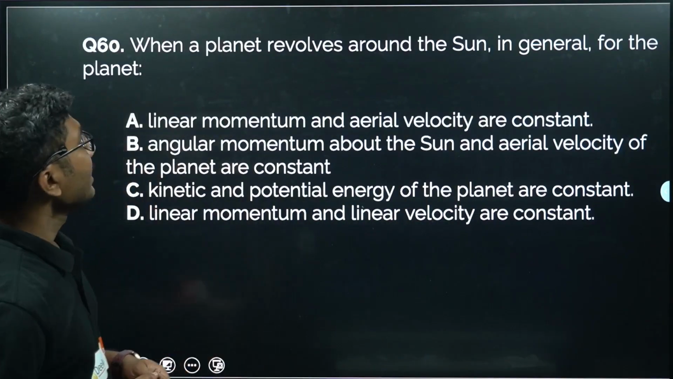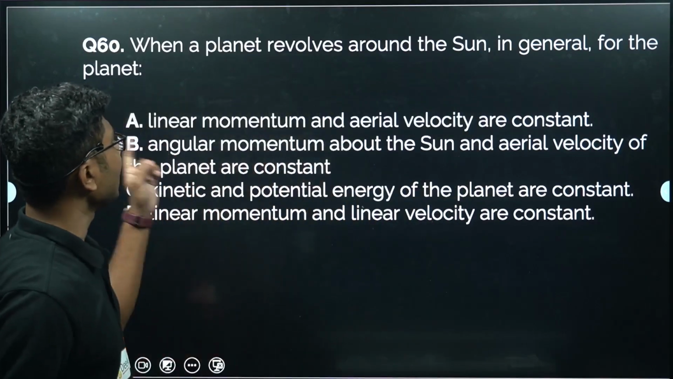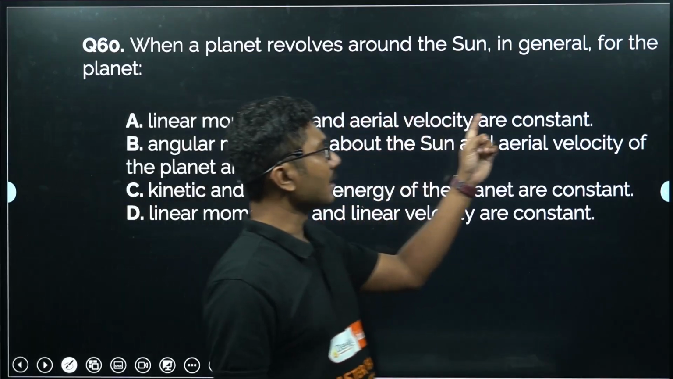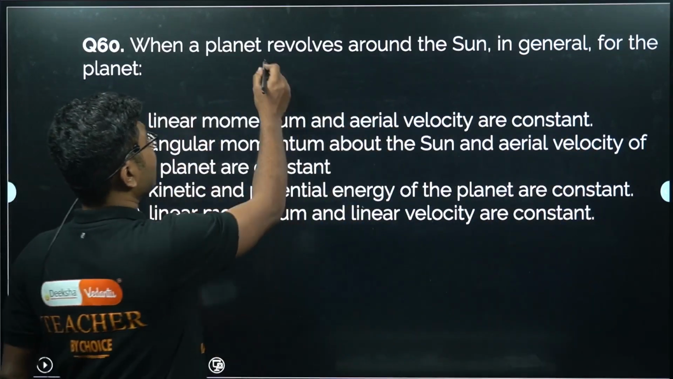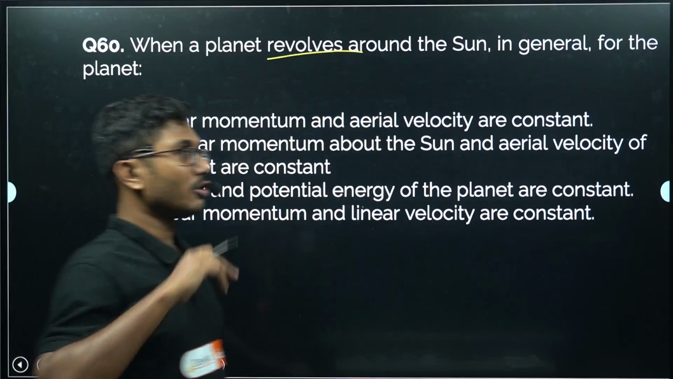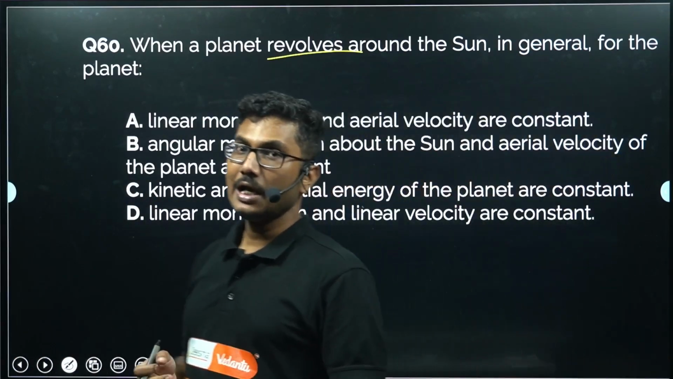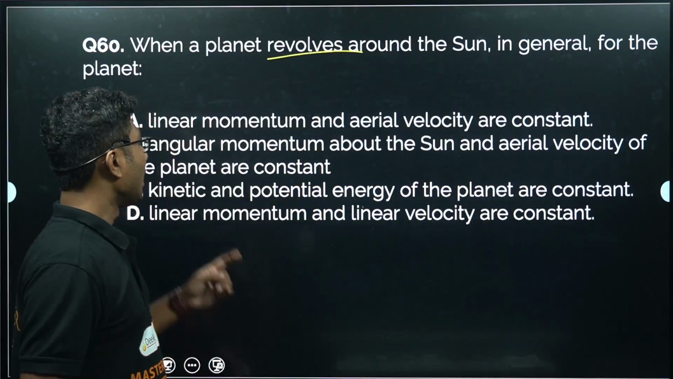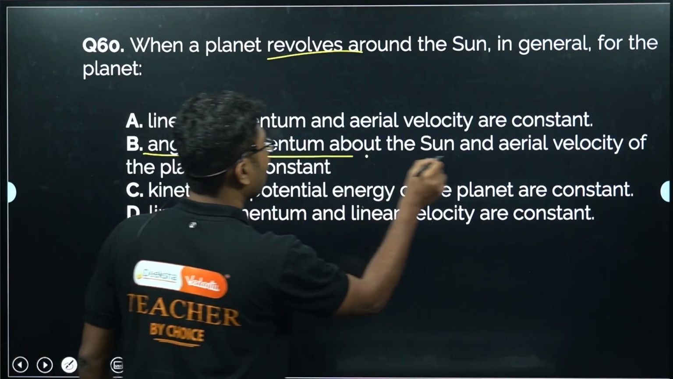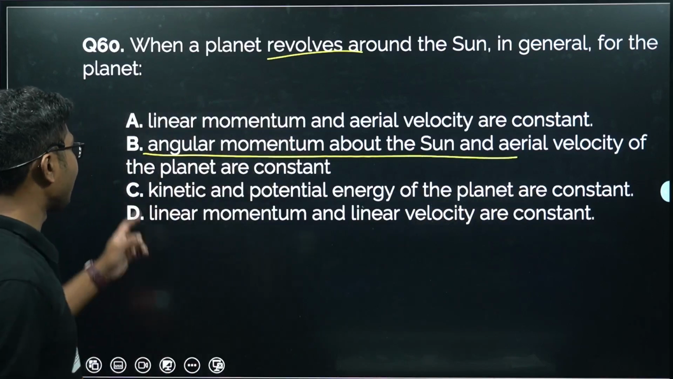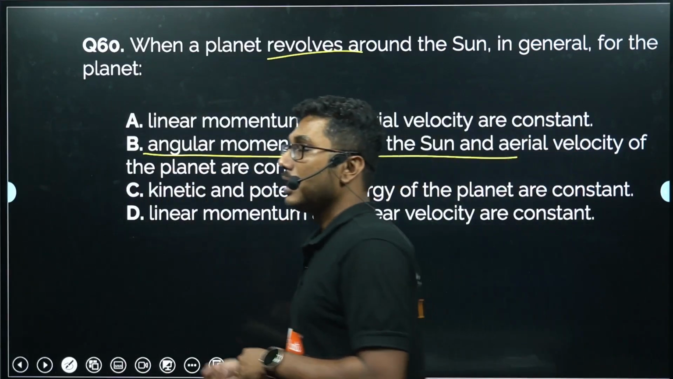When a planet revolves around the sun, in general, for the planet, the angular momentum and areal velocity are constant. Remember, it is rotating or revolving. So in revolving or rotational motion, linear momentum need not be constant. It can change, but angular momentum has to be constant. So angular momentum about the sun and the areal velocity of the planet are constant. Areal velocity is always constant, that comes from Kepler's law.